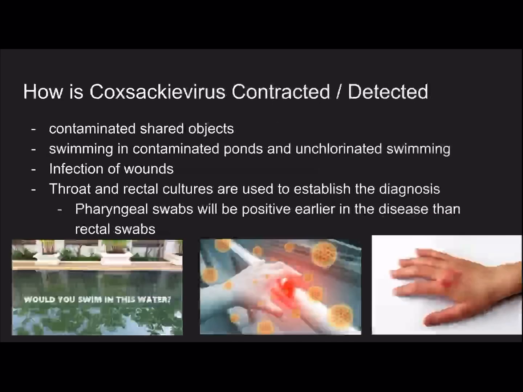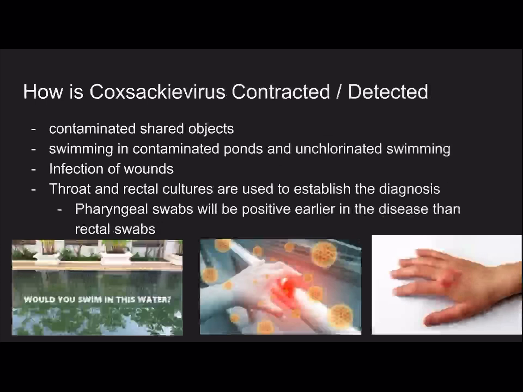So how is Coxsackievirus contracted and detected? It's mostly contracted from contaminated shared objects. A good example of this would be public transportation, like handles on a bus or railings or seats or seat belts, things that many people throughout the day will touch that aren't cleaned periodically or very often. It can also be contracted through swimming pools that are underchlorinated or through contaminated ponds and other water supplies.